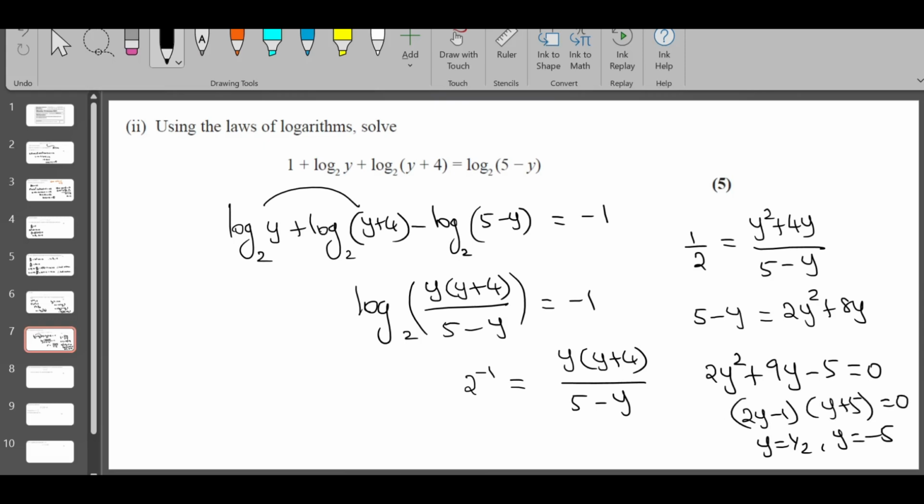Even though we got two values, we need to check which one is the actual value. When you sub in minus 5 here, this becomes a negative logarithm. So you put a cross for this. For half, when you sub in here, it's positive. Here it's positive. 5 minus half is also positive. You don't need to show any working. Finally, you write therefore y is equal to 1 over 2. You have to write this, otherwise you will lose them all.